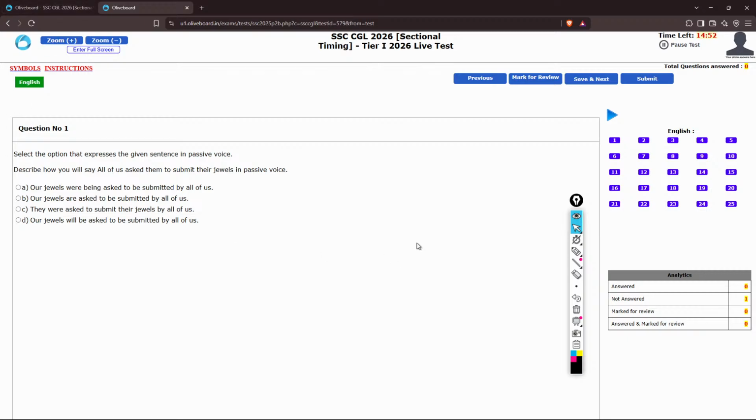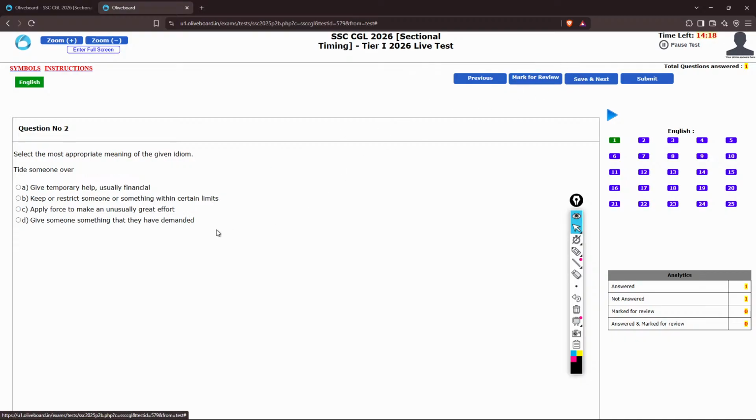Describe how you will say: all of us asked them to submit their jewels, in passive voice. They were asked to submit their jewels by all of us. Not our jewels, their jewels. So they were asked. Yeah.